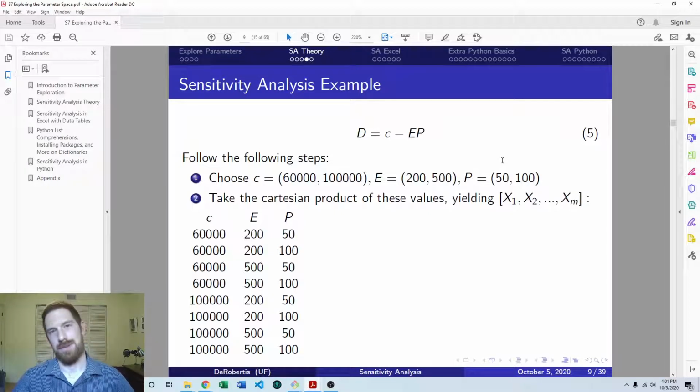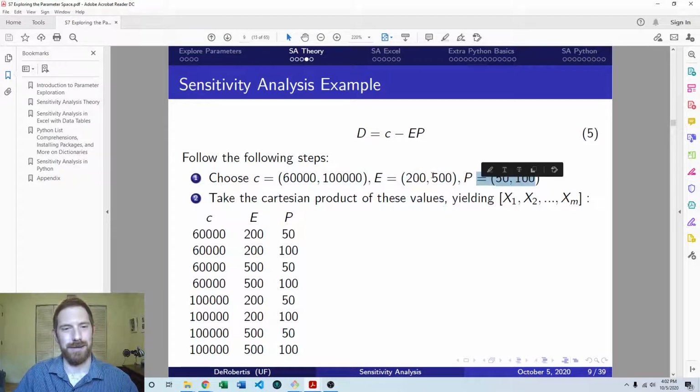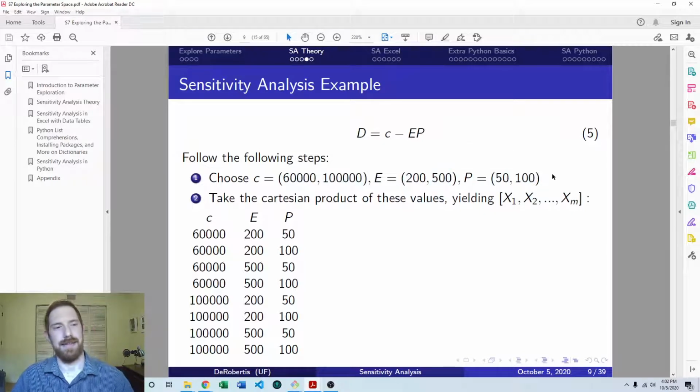Then step number 2, again, that Cartesian product, or in simpler terms, just combining all the inputs in every way that you can. And so we get that table there at the bottom. For the 60,000 demand constant, we're going to see every other possible combination of input values. It's with both the 200 and the 500. It's with both the 50 and the 100. And so we have all those combinations. Same thing for the 100,000 demand constant. You can see that we've got it right because we've got 2 of each input, and so 2 times 2 times 2 is 8 total input cases, and that's indeed what we have here.